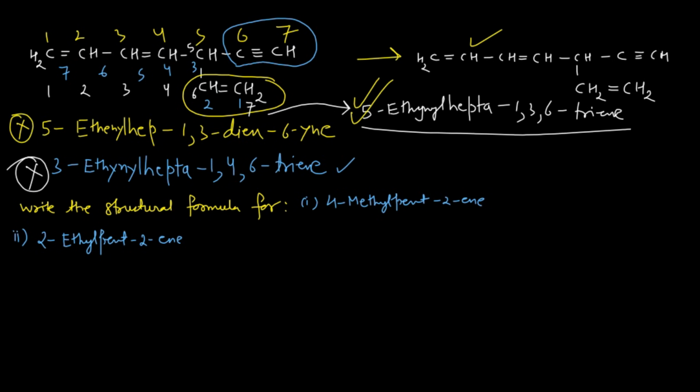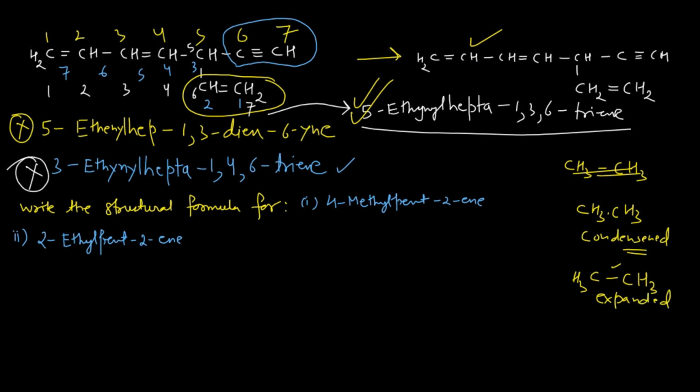Right? So I am writing the condensed one for this one. Condensed formula is where you will not show any bond. So please remember, say for example, this is your CH3, this is your CH3, this is your condensed formula, because bonds are not shown. And when you show the bond, this double bond, then this is your expanded form.